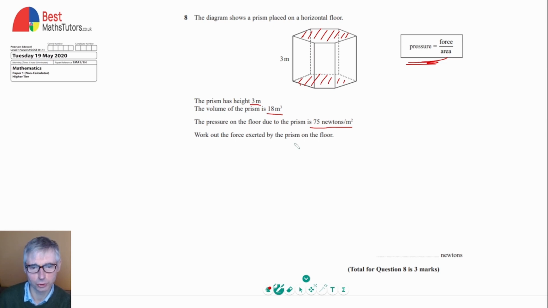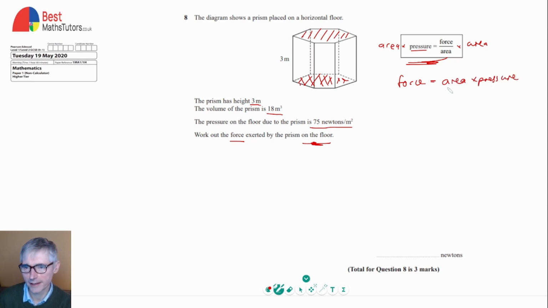So we've got to work out the force exerted by the prism on the floor. So what we need to do is work out the area on the base of this, because we can see that if we took this formula here, which was pressure equals force divided by area, and remembering that we're looking for the force, we'd need to rearrange that. So we could times both sides of this formula by area, and if we do that, then we end up with force equals area times pressure.